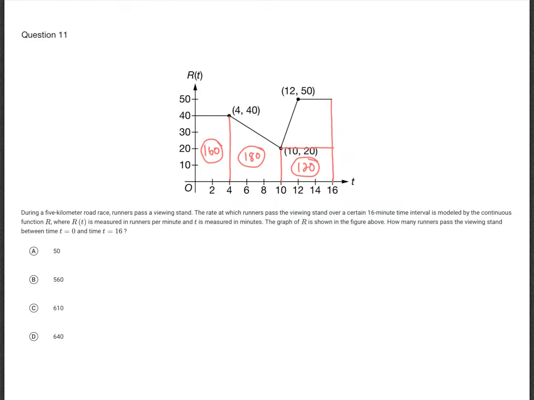And then this is a trapezoid. These are the bases going sideways. So this base goes from 12 to 16. So this is 4. This is 6. Average is 5. And then the height is 30, 50 minus 20. So 5 times 30 is 150. And then we just have to add all those up. And that'll be the amount of runners that pass the stand from 0 to 16. Okay, so those are 300, those are 310, so that's 610.